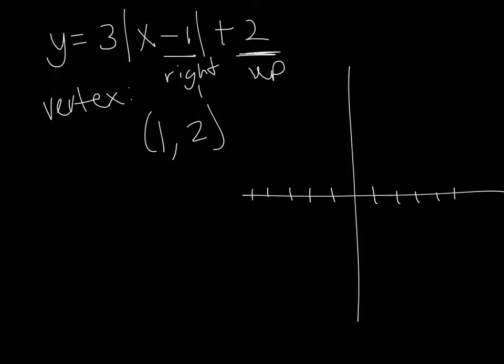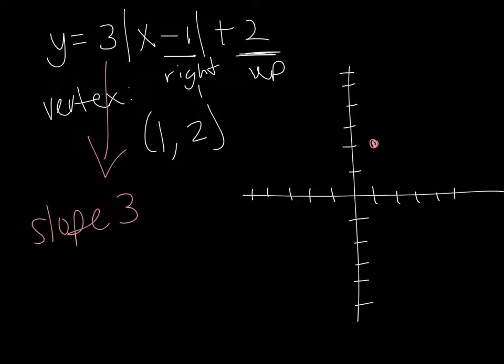So on my graph, I'm going to start with graphing the vertex of this absolute value. So 1, 2 is right here. And then we're going to deal with the slope, and the slope is 3. So from this point I started with, I'm going to count up 3 over 1 to get the first half of my absolute value. Now since this is symmetrical, the other half of our v is to the left. And that's how you graph an absolute value equation.